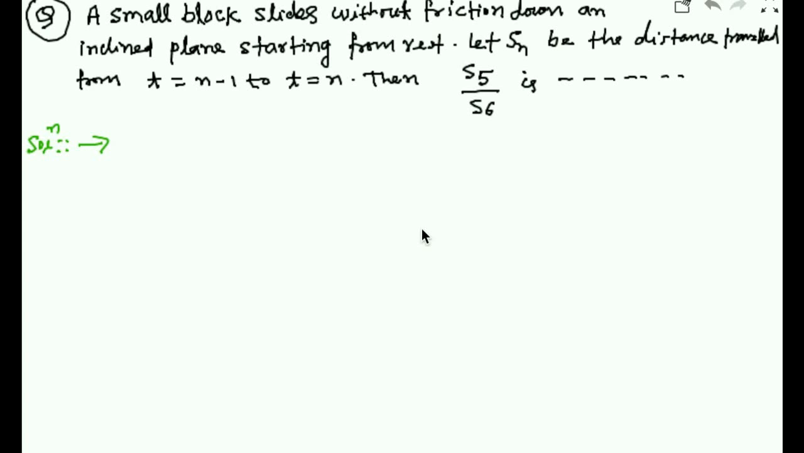A small block slides without friction down an inclined plane starting from rest. So u equal to 0. Let Sn be the distance traveled from t equal to n minus 1 to t equal to n. This is called distance traveled in the nth second. Suppose that in n seconds the distance traveled is this. This is called Sn. And in n plus 1 it is going from here to here.